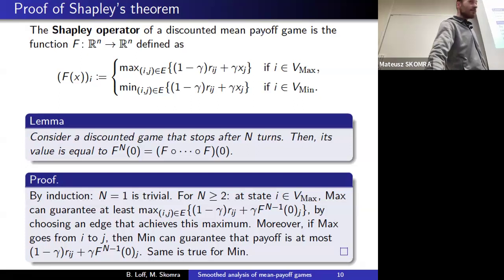Okay, so that's the proof, right? You can check in detail that this works. So by computing this Fn, we know what is the value of an n-stage game.